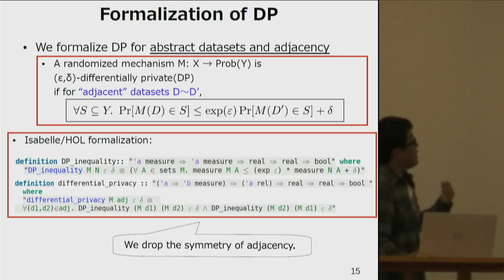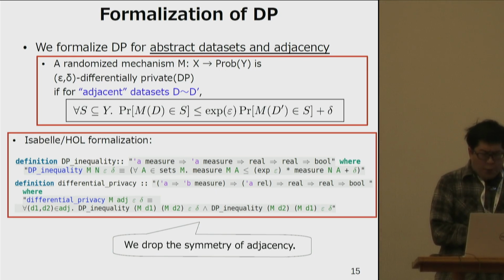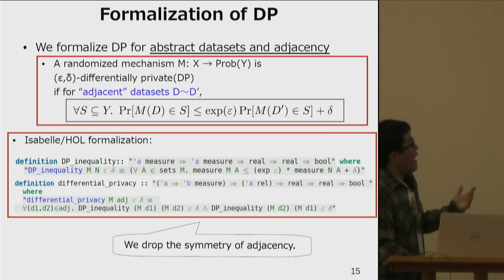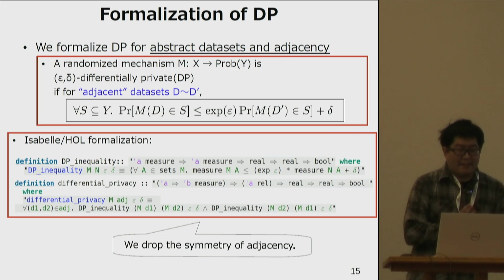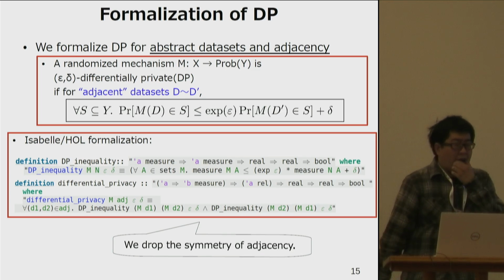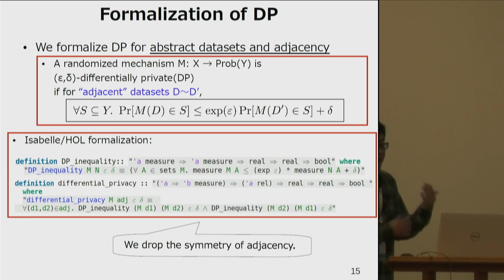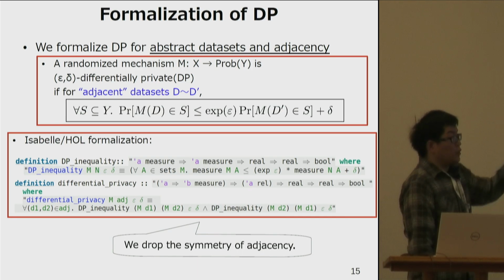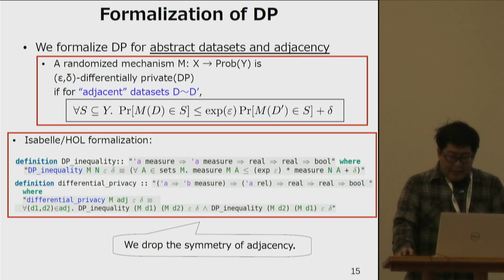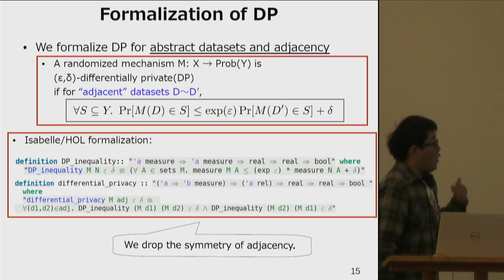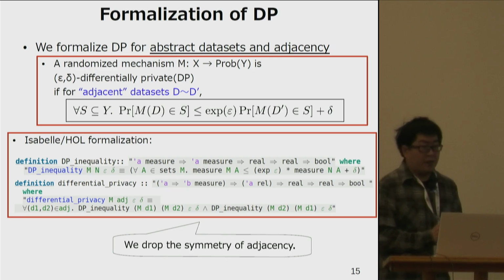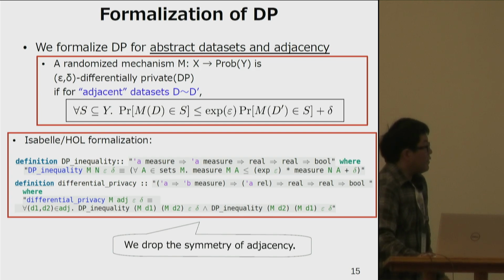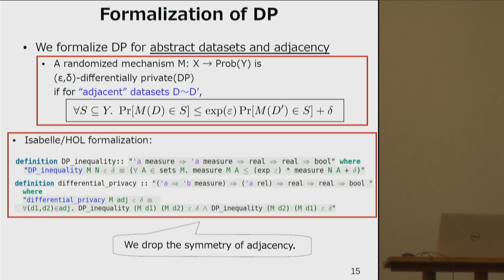We remark here that in our formalization, we consider abstract data sets and adjacency. Usually, the adjacency relation is assumed to be symmetric. But in our formalization, the symmetry is dropped, because in the proof of the report noisy max mechanism, we use an asymmetric adjacency relation. So in our formal definition of differential privacy, we have two inequality conditions in both directions.